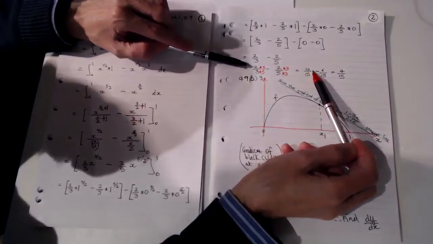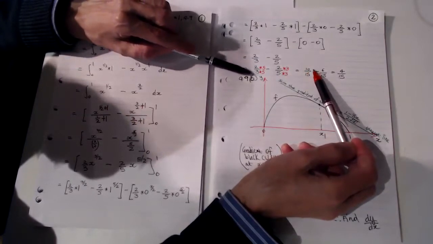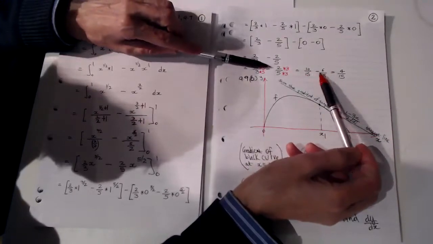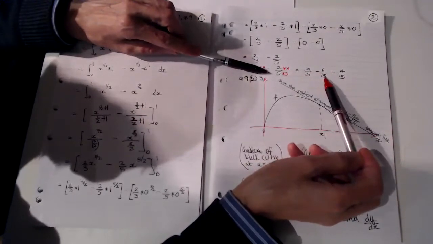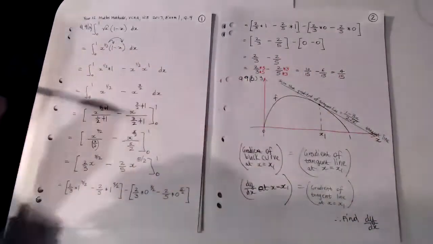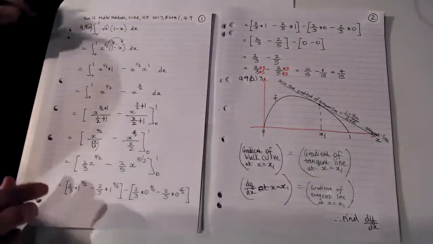And it comes out to 2 times 5 is 10. 3 times 5 is 15, minus 2 times 3 is 6. 5 times 3 is 15. And 10 minus 6 is 4 on 15. And question 9a has been done.